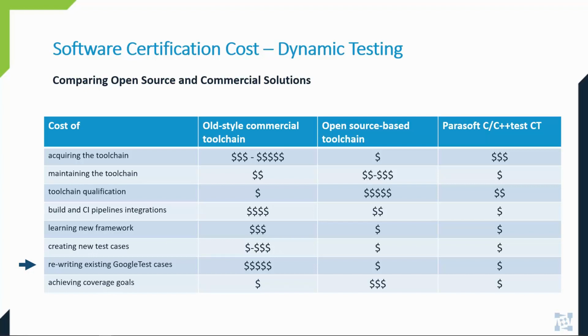And finally, we have a cost of achieving coverage goals. With open source toolchains, teams get only basic coverage reports without any additional hints how to create test cases that achieve higher coverage. This is especially relevant for MCDC coverage, which is challenging for non-trivial code. C++ Test CT provides here a great value by extending reports with additional hints that highly simplify missing test cases creation, reducing the overall cost of achieving coverage goals.